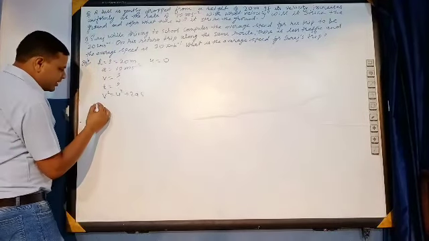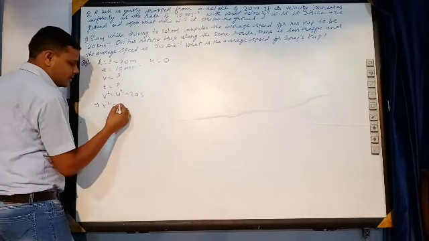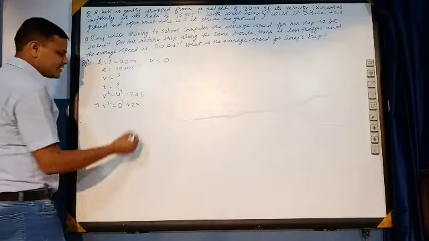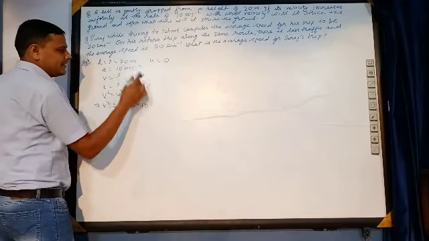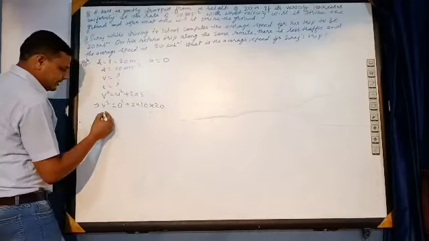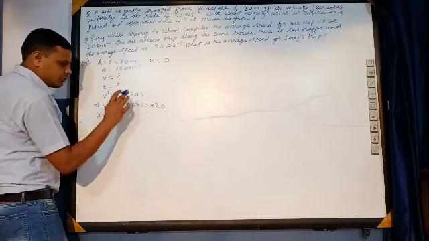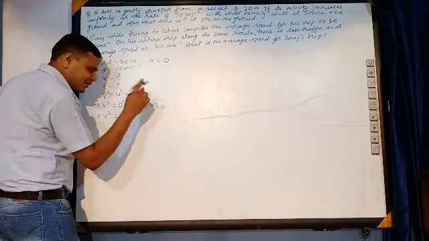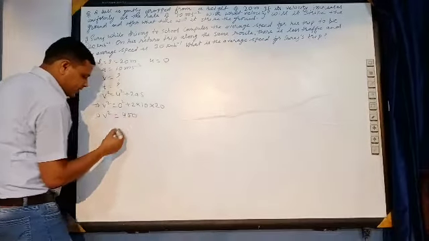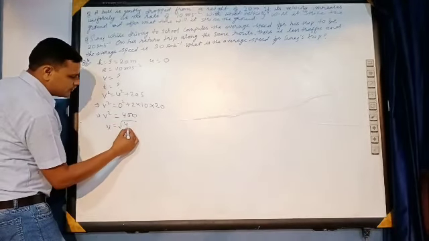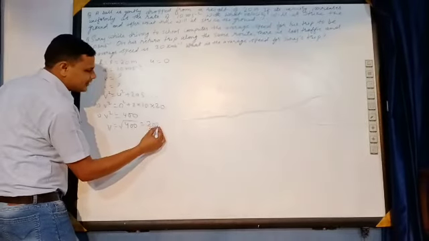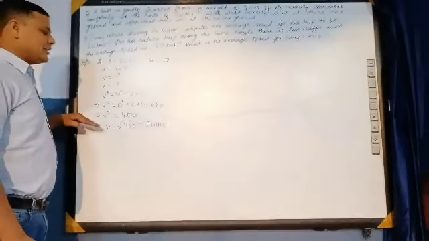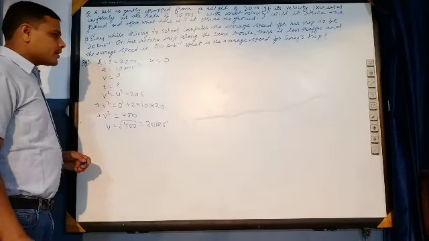What is the value of v? We have to calculate v squared equals u squared, 0 squared, plus 2 multiplied by acceleration 10 multiplied by distance, that is 20. So 0 squared will be cancelled. 2 multiplied by 10, that is 20, multiplied by 20, that is 400. So we will get v equals under root 400, that is 20 meters per second. So with the velocity of 20 meters per second, it will strike the ground.